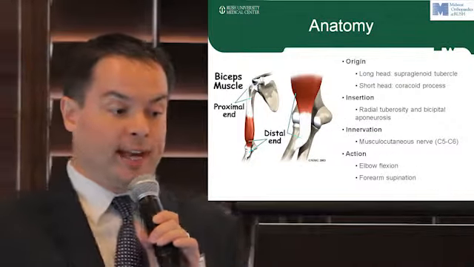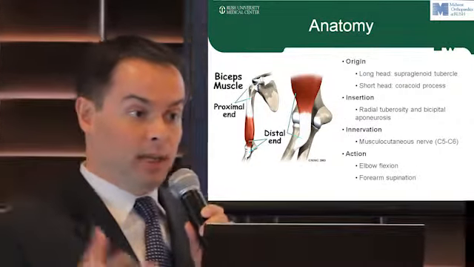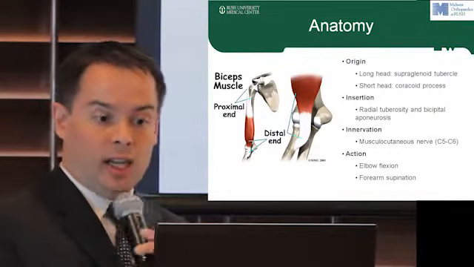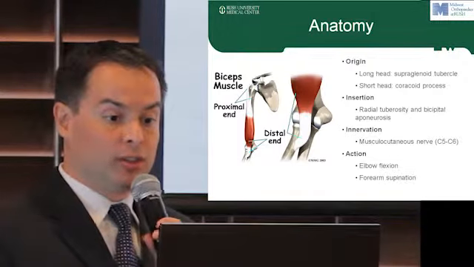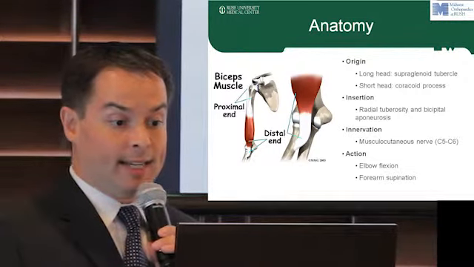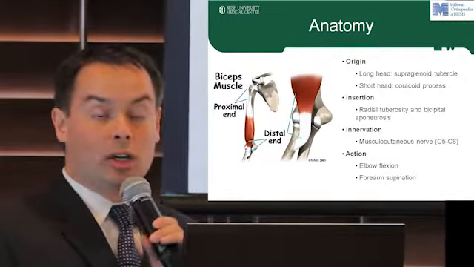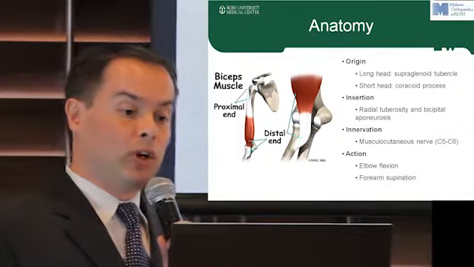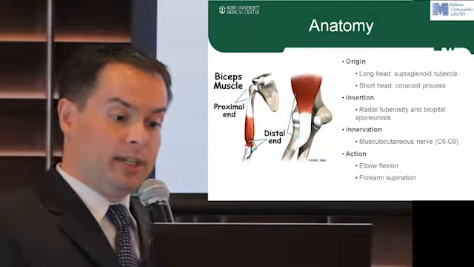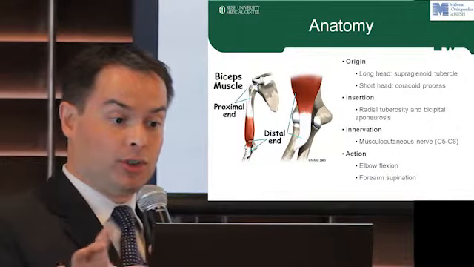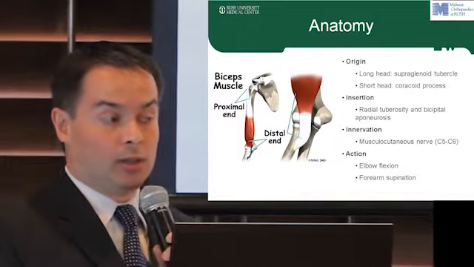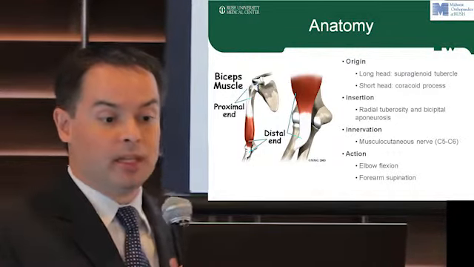So a brief background on anatomy. The biceps tendon obviously occupies the majority of the anterior arm. It's got two muscle bellies and two heads. The origin of the long head of the biceps crosses the shoulder joint, and the short head only crosses the elbow joint. It does not cross the shoulder joint across the interarticular space as the long head does. It does still cross the joint, however, anteriorly.